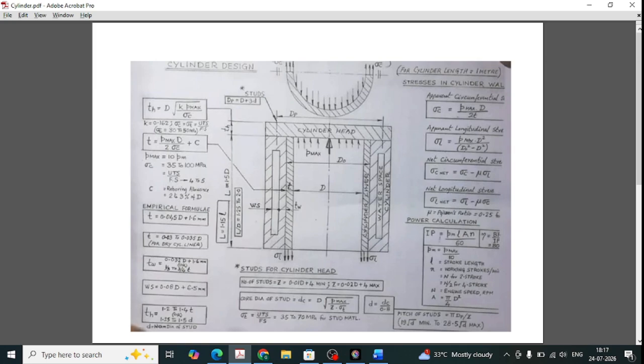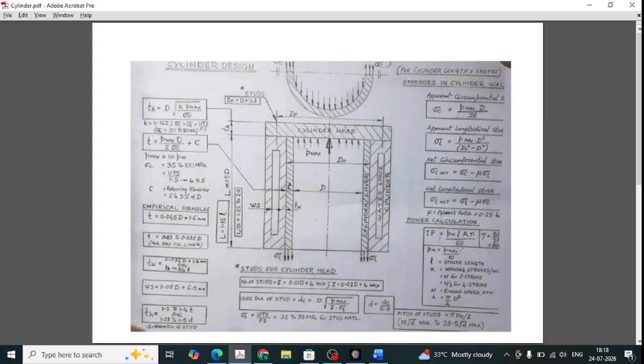Mechanical efficiency is equal to brake power by indicated power. The indicated power is calculated using this formula and substituted into the efficiency formula, and then you will find the bore diameter. You substitute pi by 4 D square instead of A, and L is the length of the stroke, which is taken as 1.5 D to 2 D, where capital D is the diameter of the bore. Using this you can find D, and we can then calculate the length of the cylinder.